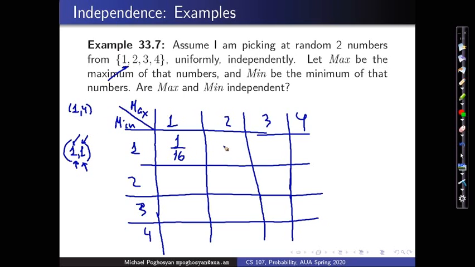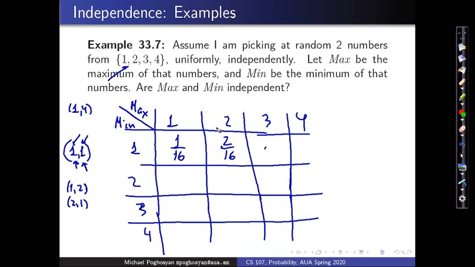Okay, so what about this? Minimum will be 1, maximum is 2. In which cases will I have minimum 1 and maximum 2? I'm picking two numbers, minimum is 1, maximum is 2. That can be in two cases: either I'm picking in this order 1, 2, or 2, 1. So the probability of choosing this is 1 over 16, the probability of choosing this is 1 over 16, so I will have 2 over 16.